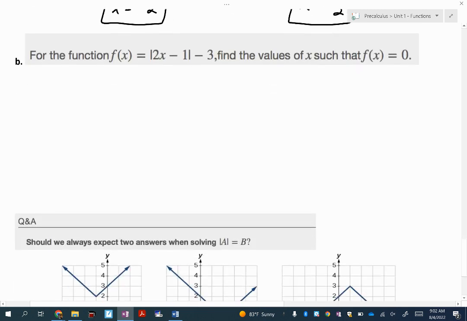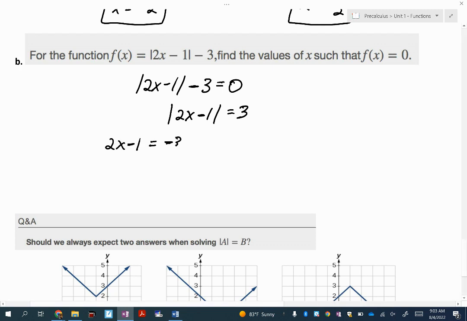Let's try another one. Let's set this equal to 0. 2x minus 1, that's the absolute value of that, minus 3 equals 0. Again, it's not isolated, so let's move that minus 3 to the other side to make it a positive 3. Do that 10-second check. Is your absolute value equal to a negative? No, so you're okay to continue. So we set 2x minus 1 equal to negative 3, or 2x minus 1 is equal to positive 3.